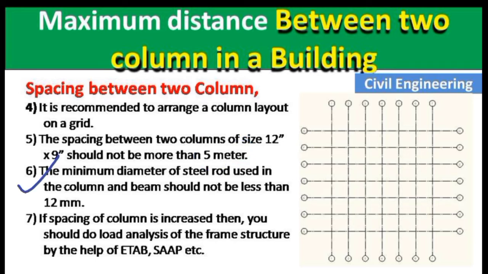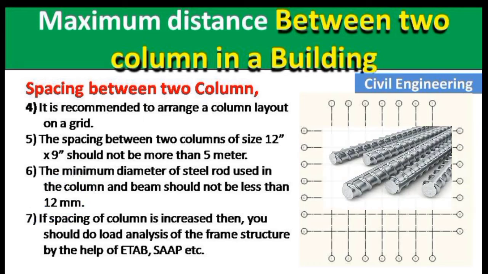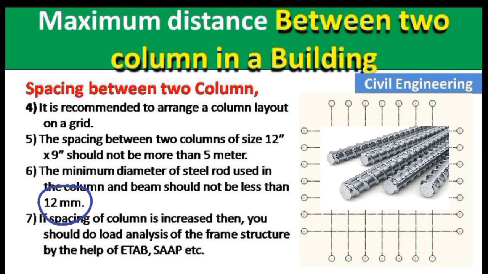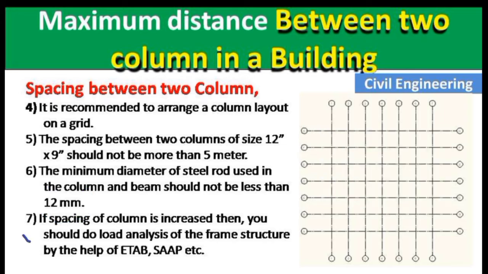The minimum diameter of the steel rod used in the column or beam should not be less than 12 mm. This is a very important point. So we should not use a steel rod with a diameter of less than 12 mm. After that, point number 7 is, if the spacing of the columns is increased, then you should do load analysis of the frame structure with the help of ETAP, SAP, etc.